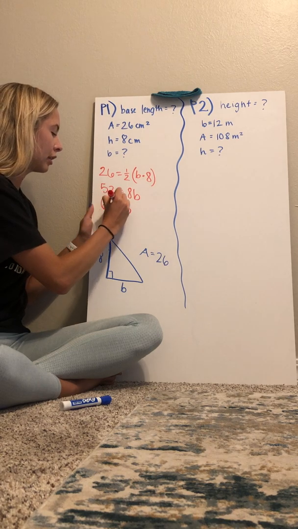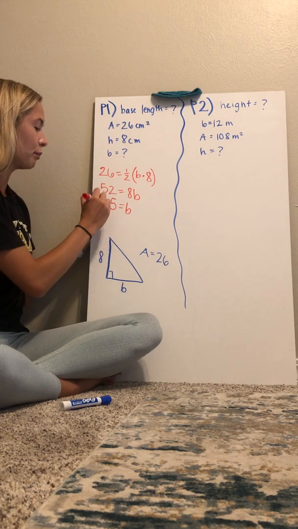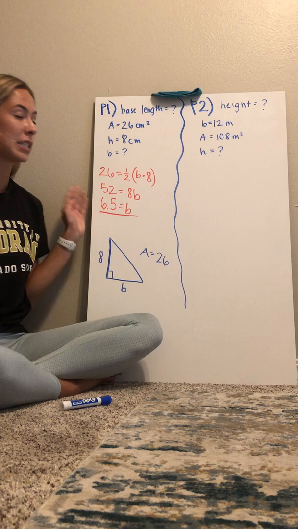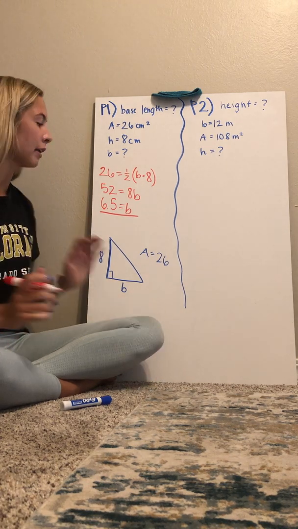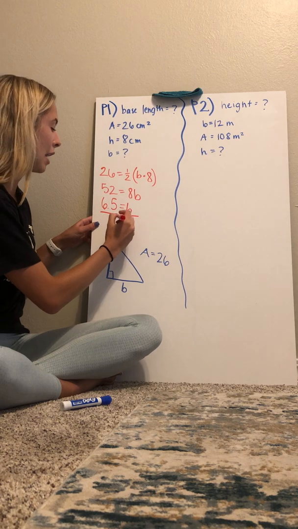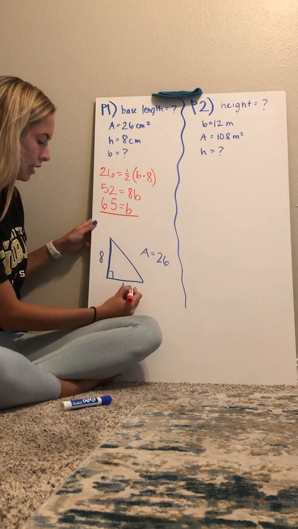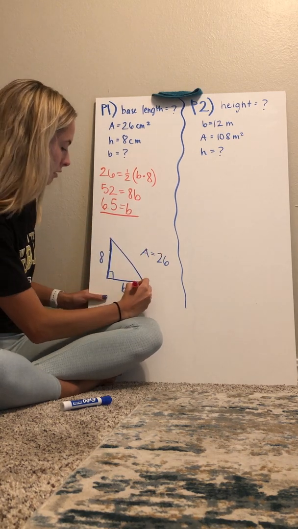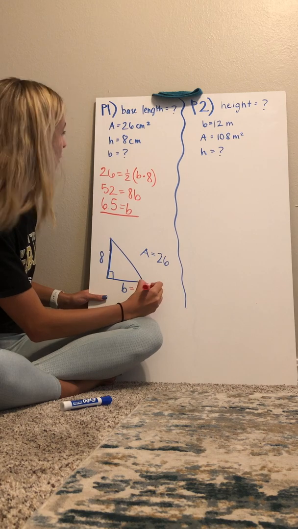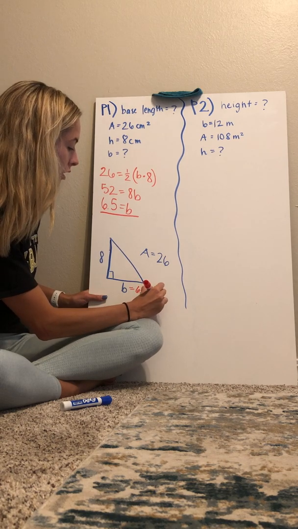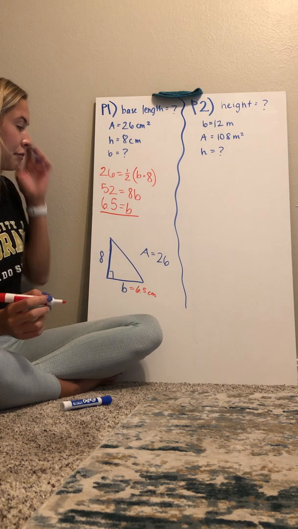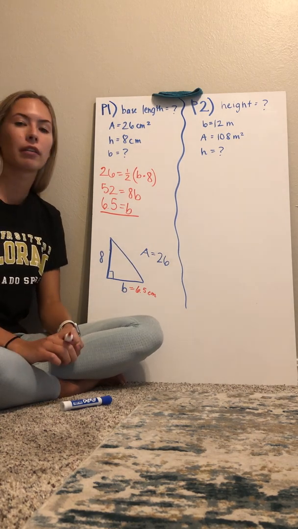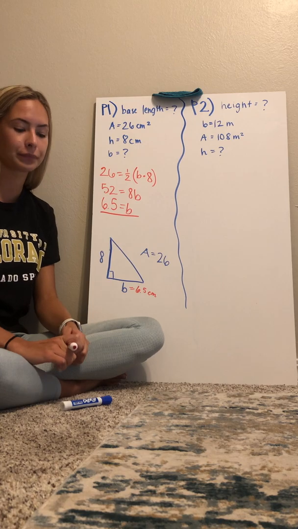And you can use a calculator for this if you want. So B equals 6.5. Now it's not always going to come out to an integer value, and that's okay. So in this case, our base length down here is 6.5 centimeters. Don't forget to label it. And that is how to find the base length when you are given the area and height.